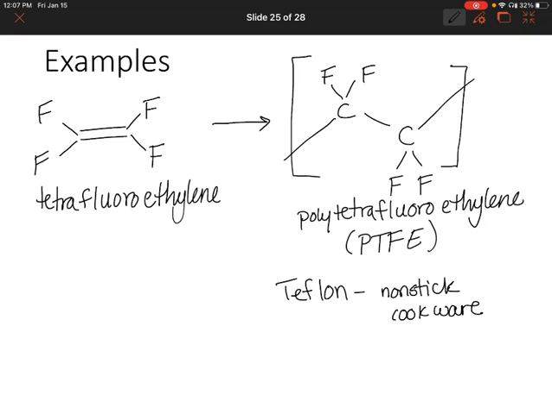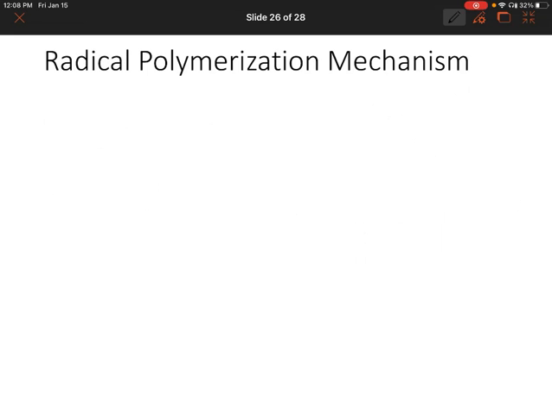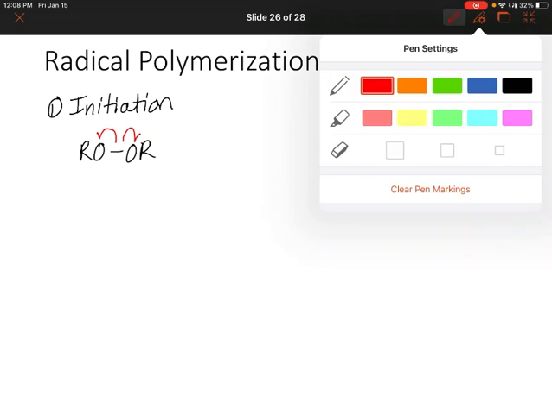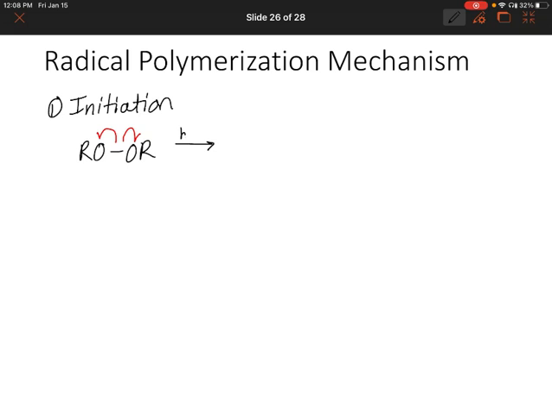Okay, so let's go over the mechanism for radical polymerization. So how do we actually form these products? So we are going to use a peroxide to start. So in our initiation step, we start with our peroxide, and that's going to homolytically cleave once we add some light or heat. And we form our 2 radicals.